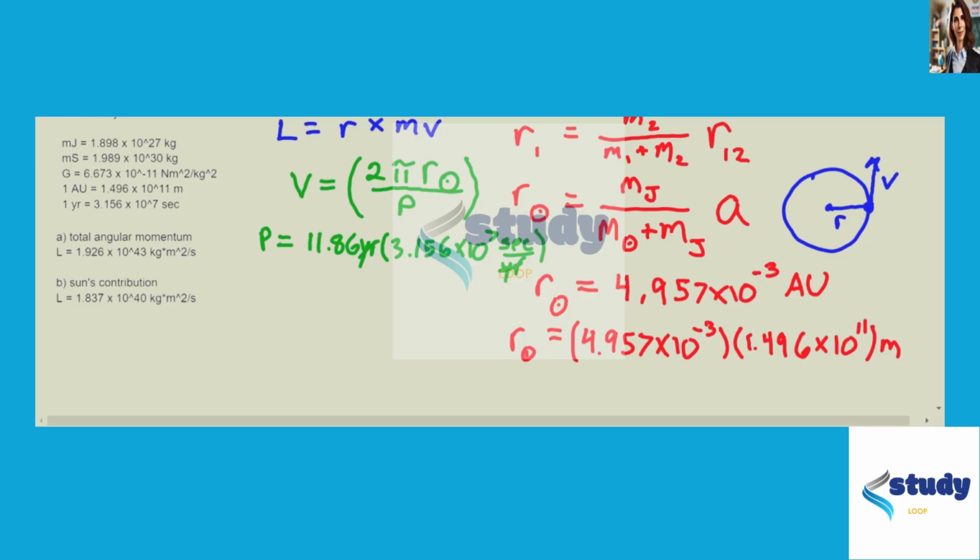For part C, it's going to be really, really similar to part B. We're just going to be swapping out the numbers for the sun and the numbers for Jupiter. Everything else is exactly the same. So this is for Jupiter.